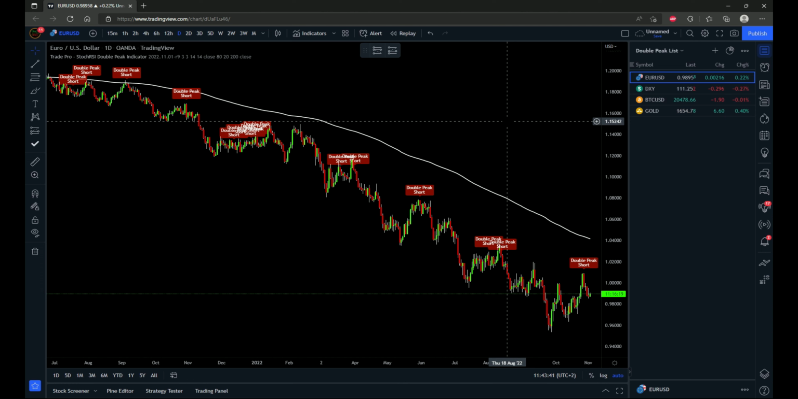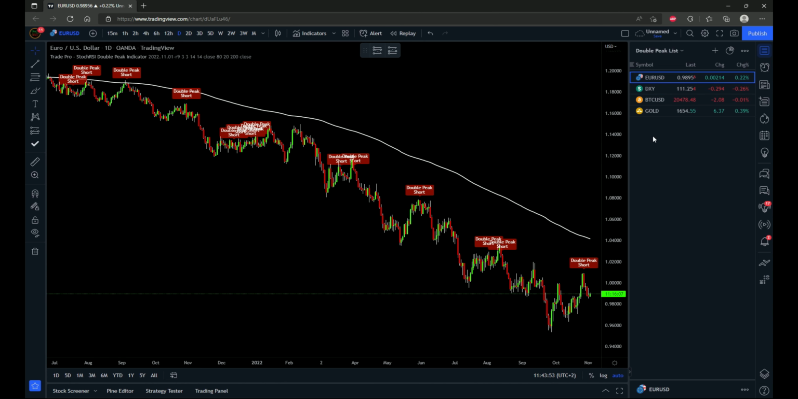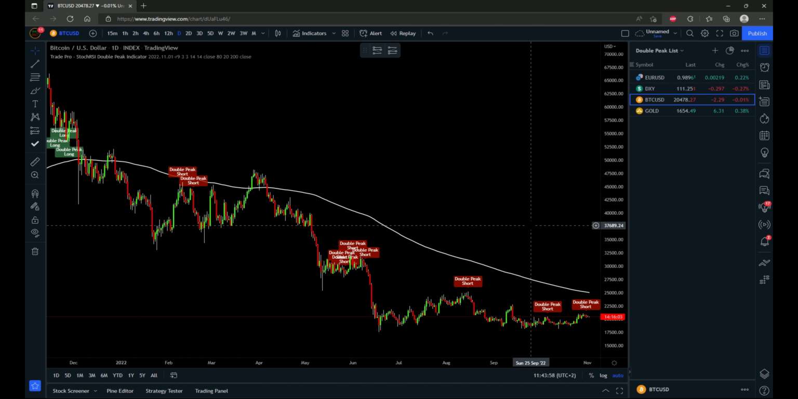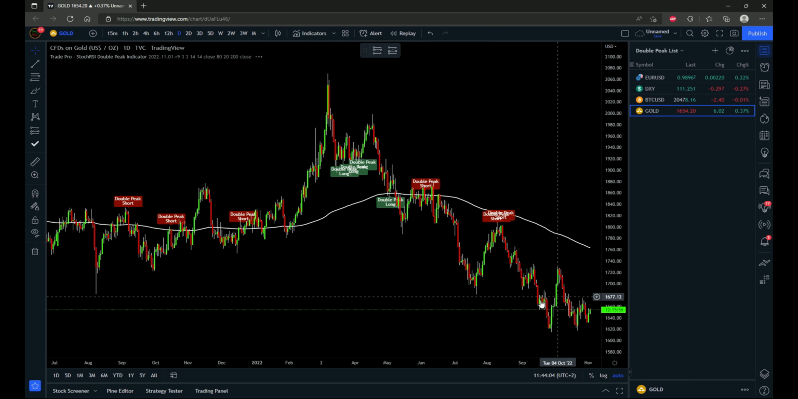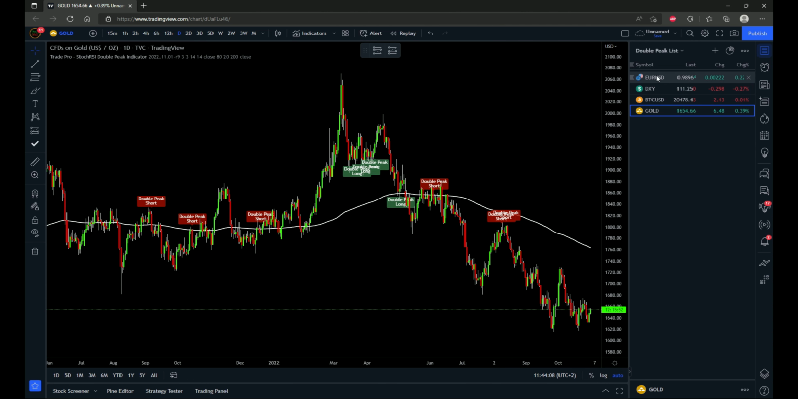I do just want to kind of show it on a few different pairs that are commonly looked at and traded. So we have euro against the US dollar here. We have the dollar currency index, and you can see double peak long signals or double peak short signals depending on the trend direction as determined by the 200 period exponential moving average. And here it is on Bitcoin, so we can see a few of the signals given on Bitcoin, and then on gold here. So we can take a look at a few different pairs just to show some variety.